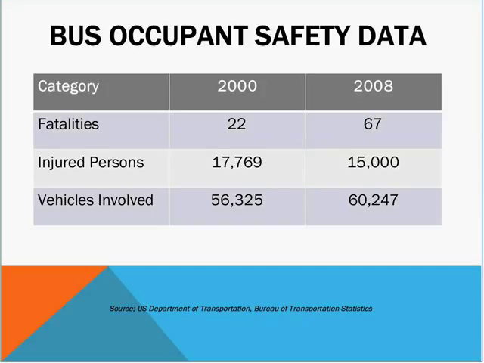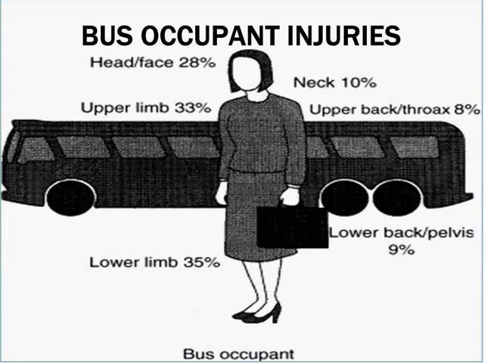Looking at the bus occupant safety history, you can see that in 2008 there were 67,000 fatalities, and there were injuries of 15,000, and there were many, many vehicle incidents that didn't result in any accidents or injuries. For those bus occupants who are injured, this is a breakdown of the parts of their anatomy that are affected. You can see most of the primary injuries are upper body injuries, with a lesser amount to lower body injuries. But lower limbs, head, and upper limbs are the predominant areas where the injuries occur.